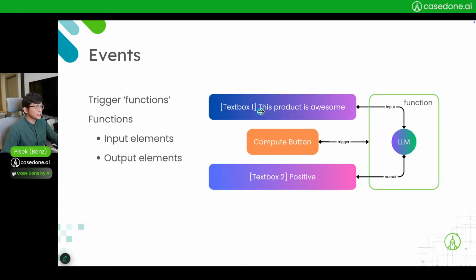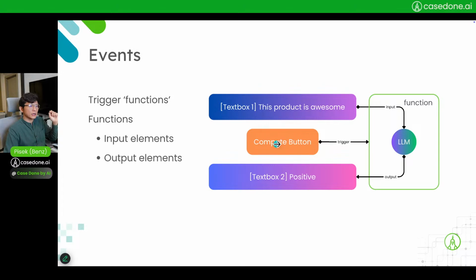Events actually cause a function to trigger. This is an example. I have two text boxes, text box 1 and text box 2 here. I want text box 1 to be an input to a function, and I want text box 2 to be an output from a function. And this is the button.